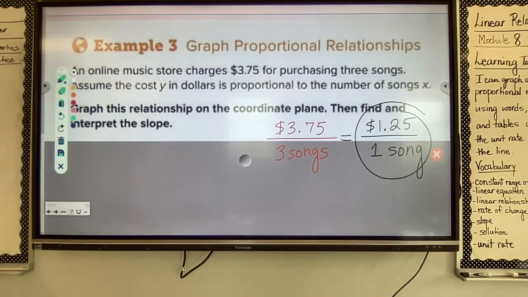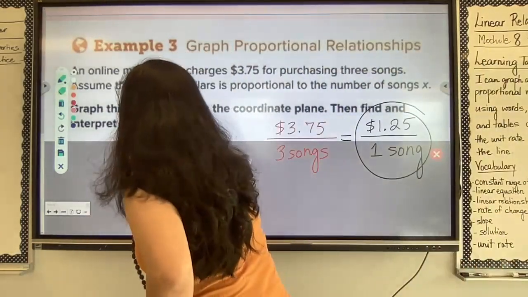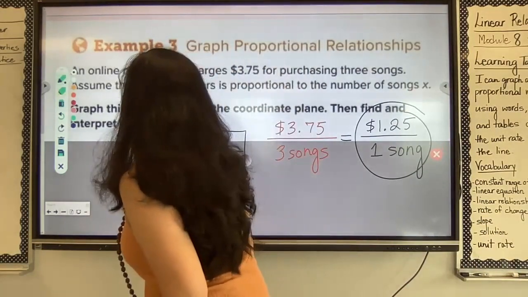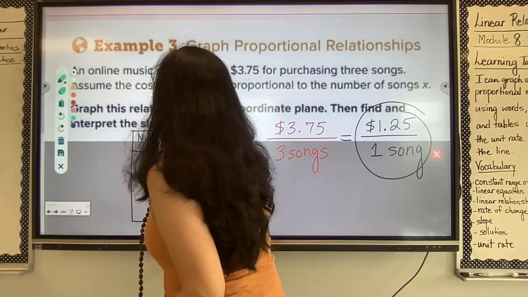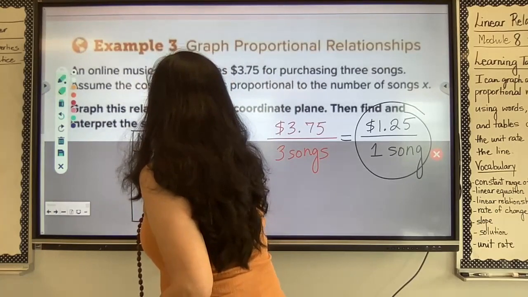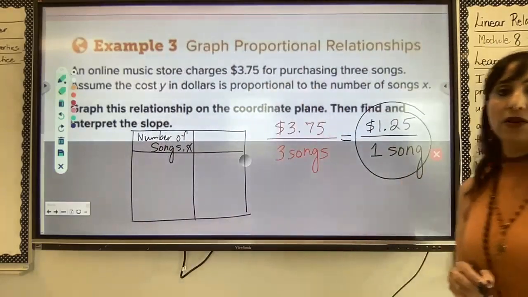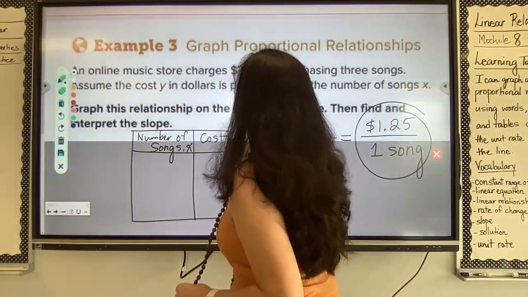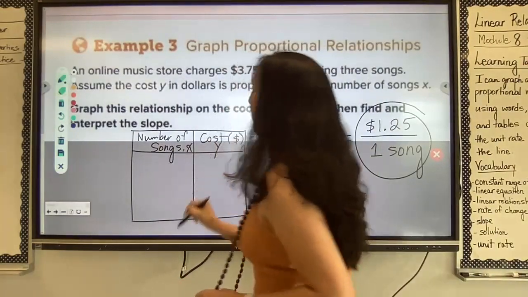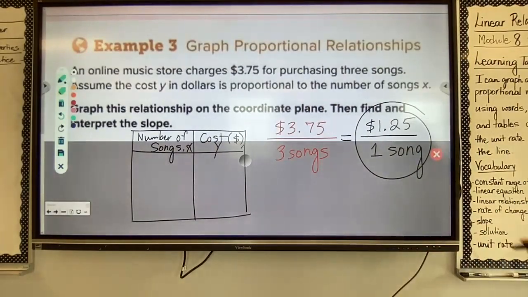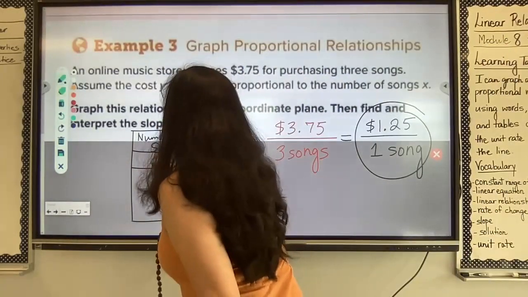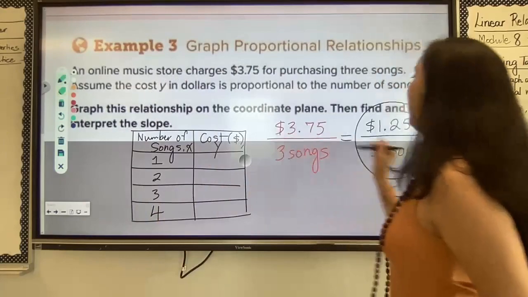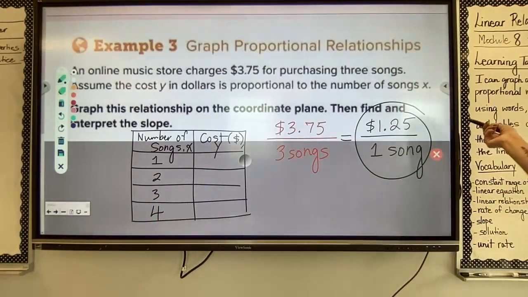Okay, so number of songs. I'm going to make a table before I can graph it. So I have the number of songs, and this is X. All right, and then I have the cost in dollars, which is Y. Okay, so if I say I have 1 song, 2, 3, and 4, for 1 song, how much was it? $1.25.